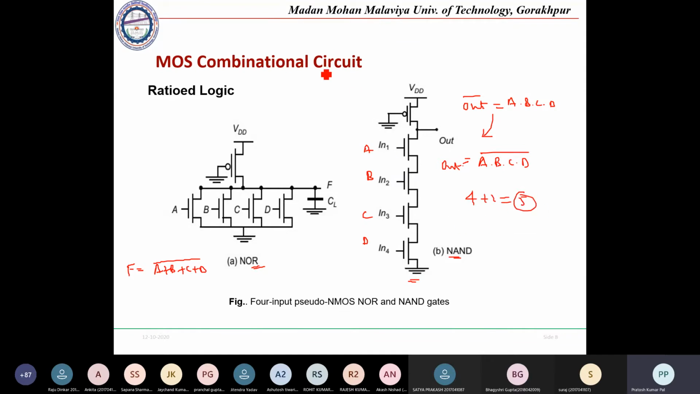But if we are going to use complementary CMOS logic, in that CMOS logic the lower part, the pull down network, will have 4 transistors, and similarly the upper part, the pull up network, will also have 4 transistors. So a total of 8 transistors will be required. So it has a large number of transistors. But in the case of pseudo or ratioed logic, it will require only 5 transistors.